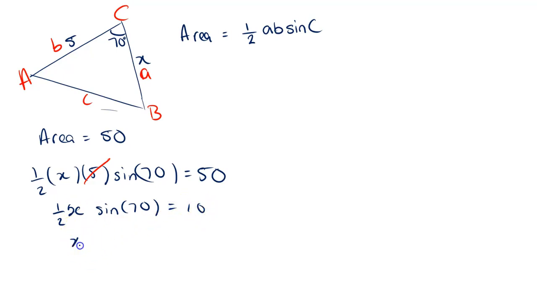And then dividing through by a half, I have x sine 70 is equal to 20. Bear in mind, when you use your calculator, you're doing 10 divided by a half, which is the same as 10 times 2. And then lastly, you're going to divide through by sine 70, and then you can work out that that side is 21.28 to 2 decimal places.